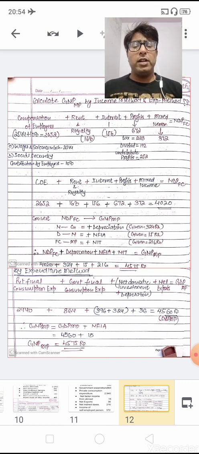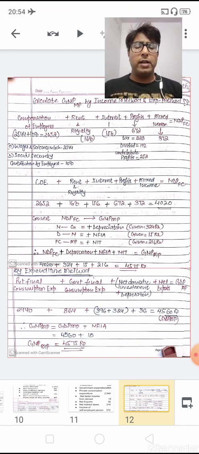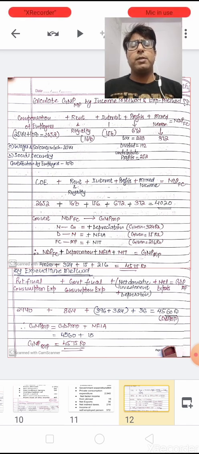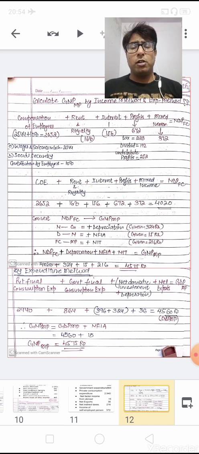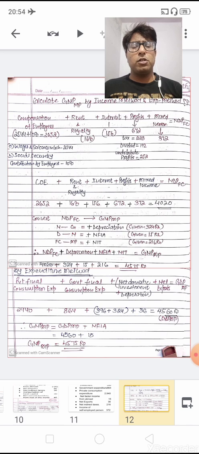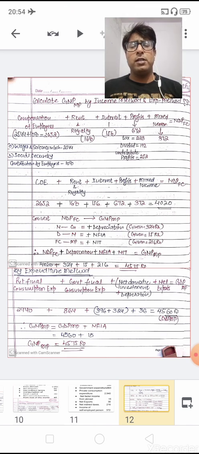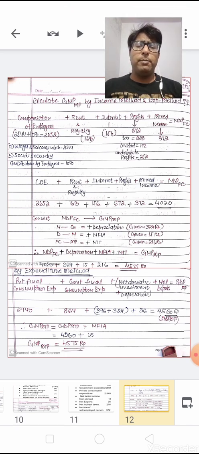Now we are calculating GNPMP by the expenditure method. So once we find it out by the expenditure method, we apply its own components. Like first component is private final consumption expenditure, plus government final consumption expenditure, plus gross domestic capital formation, and fourth one is net exports. Now when all these four components are added, we get the value of GDPMP.